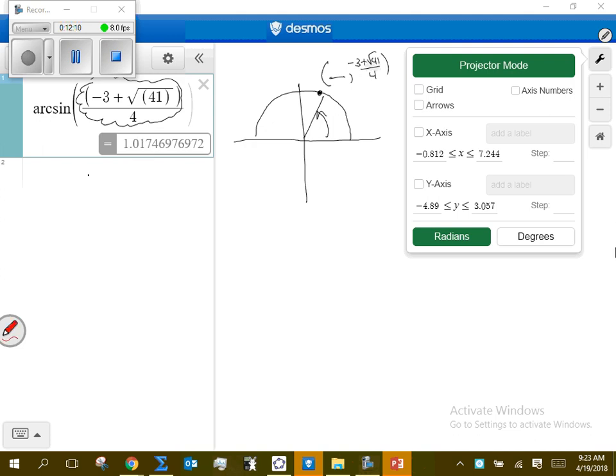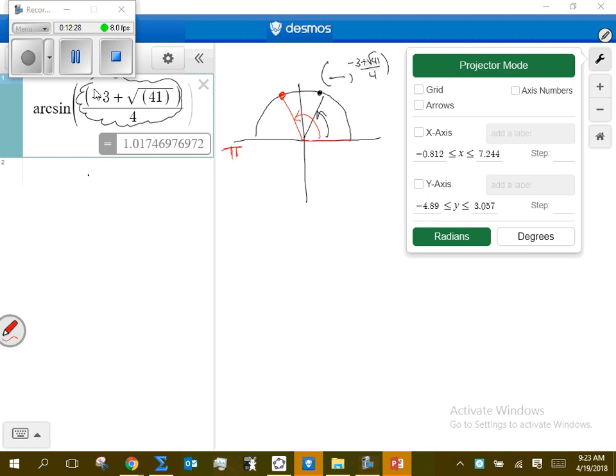Isn't there also, because of the symmetry, an angle right there that would be the same y value? Okay. So then, how do I find that one?